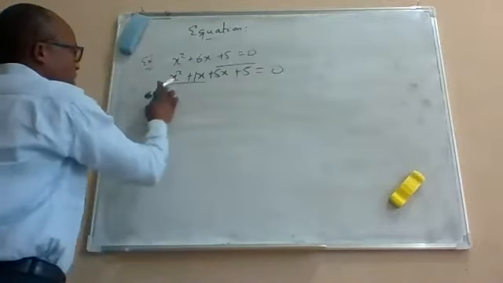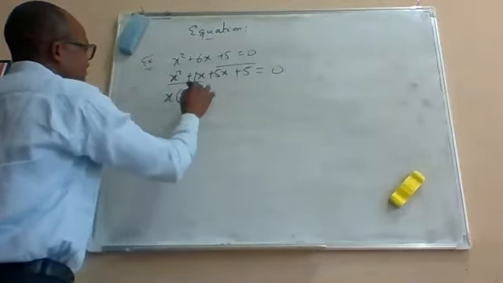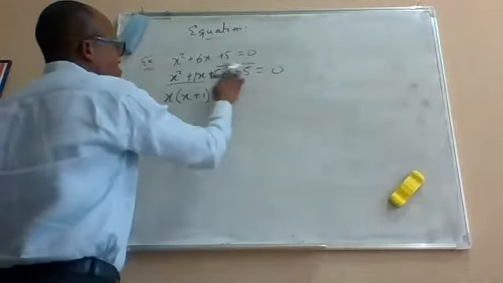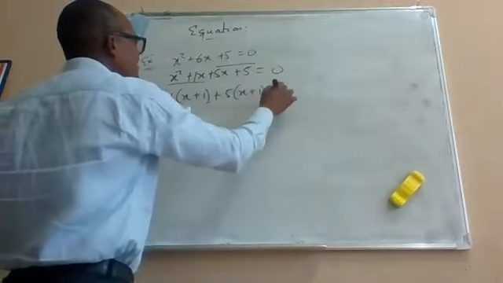If you look at this first side, you see that s is common to the 2. I can write it as s into s plus 1. By factorization, then if you look at this, 5 is common, I can put 5 out so that we have it as s plus 1 equal to 0.